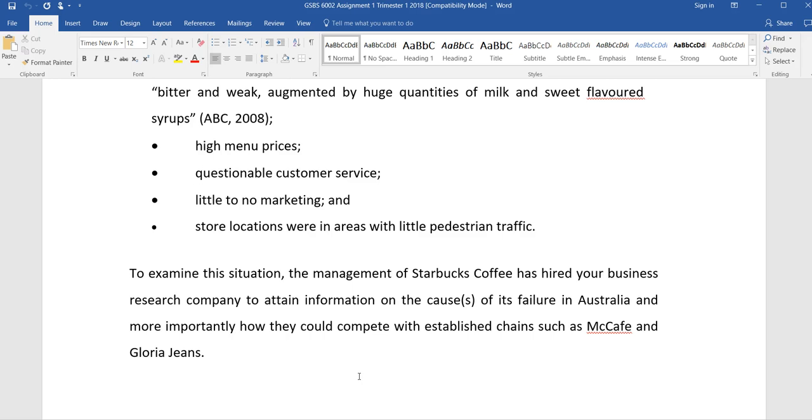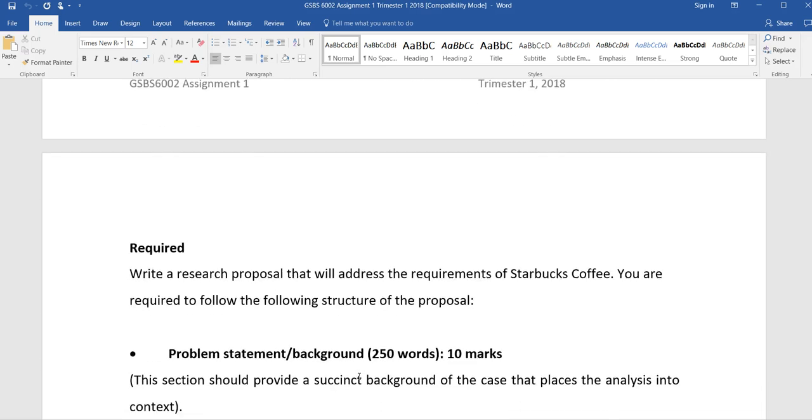locations. So to examine this situation, you have been hired as a researcher, and the key research issue that you should be focusing on is the causes of Starbucks' failure in Australia and how they can compete with established chains such as McCafe and Gloria Jones. So these are the two key research issues you should be researching or highlighting.